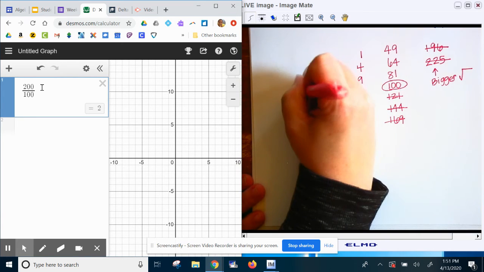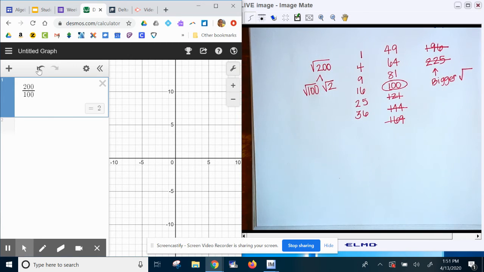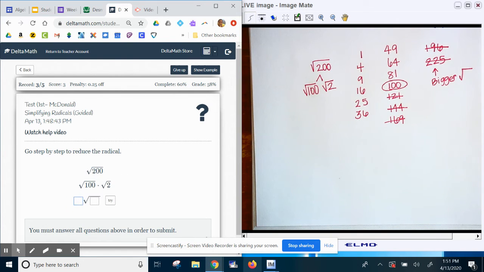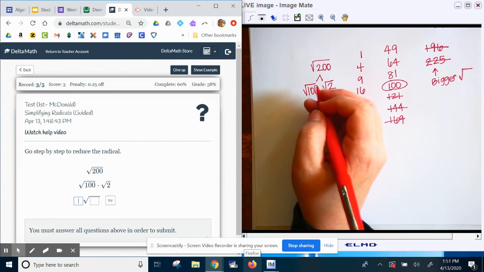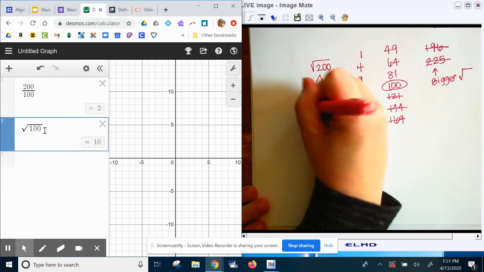So when we did this, we got square root of 100 and square root of 2. So that's what we would type into Desmos. So square root of 100, square root of 2. We're going to try that out. And now we have to say, well, what is the square root of 100? So hopefully you guys already know that answer. But if you don't, you could always type it into Desmos. Square root of 100 is 10.